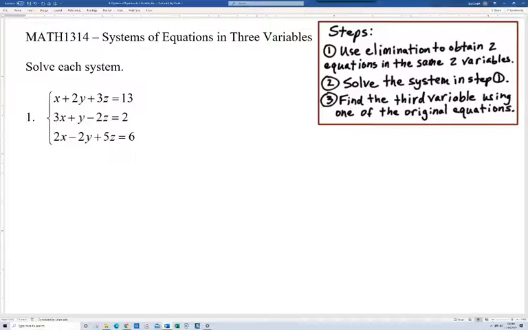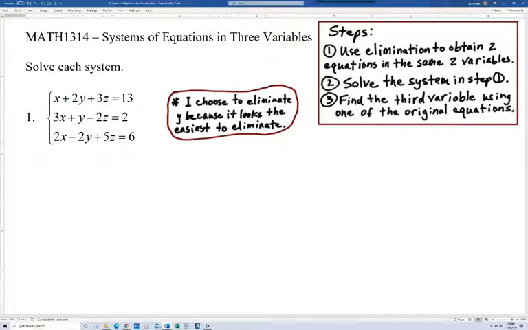So that's one option. But if you look at the y's, notice there's a 2y in equation 1 and a -2y in equation 2. Now I don't see that with the z's. And so for me, I would choose to eliminate y. My point here is, we could eliminate x, y, or z. We're looking for the easiest option here. So I'm going to go ahead and make this comment: I choose to eliminate y because it looks the easiest to eliminate. So let's eliminate y.